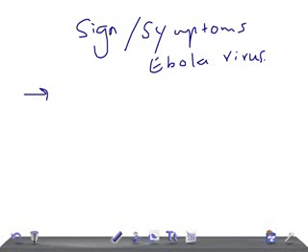In the previous two videos, we discussed the pathophysiology of this virus and transmission, how it is transmitted from animal to human and from human to human. And in this video, we're going to talk about signs and symptoms.